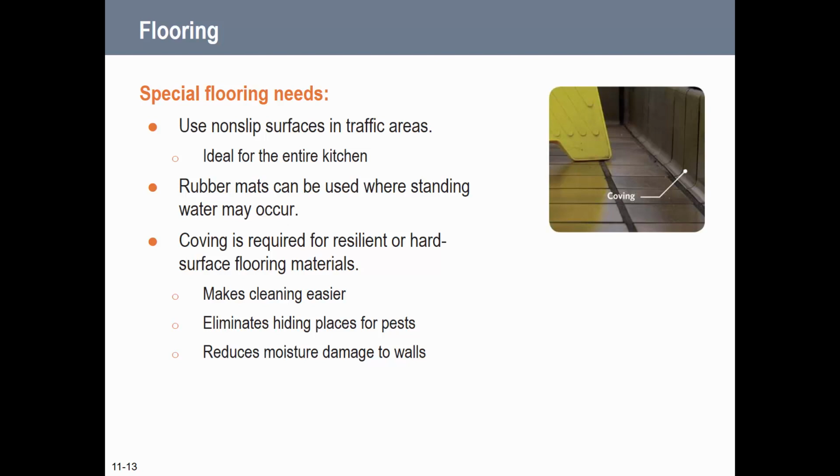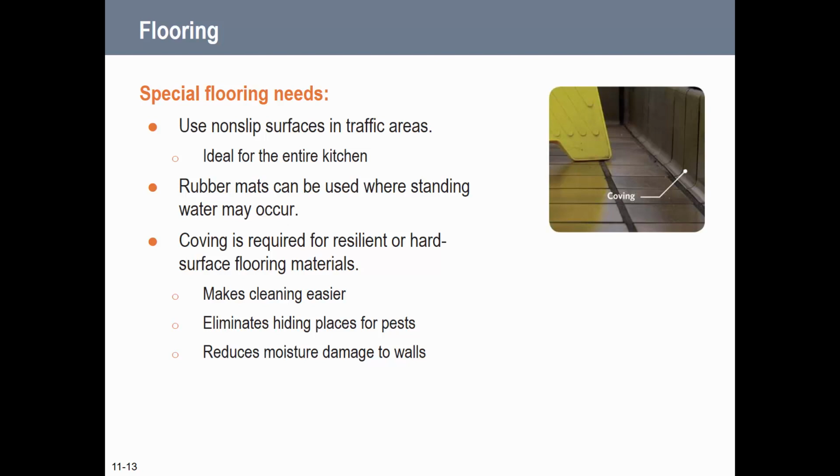But really, coving is what you have that's a little curved edge where the floor and wall meet. And what that does is eliminate the risk that food will get trapped into that 90-degree angle that's hard to sweep out. And so we want to eliminate hiding places for pests and make it easier to clean.